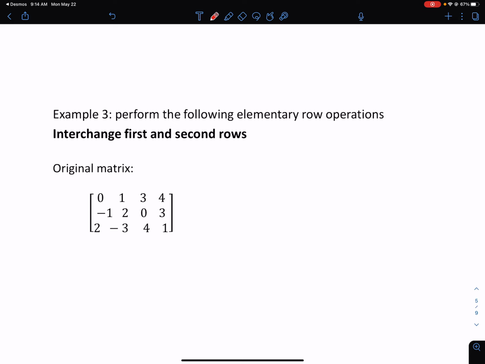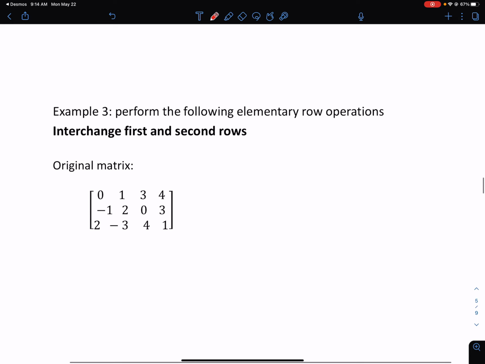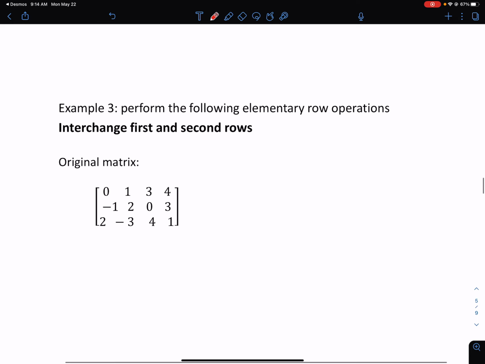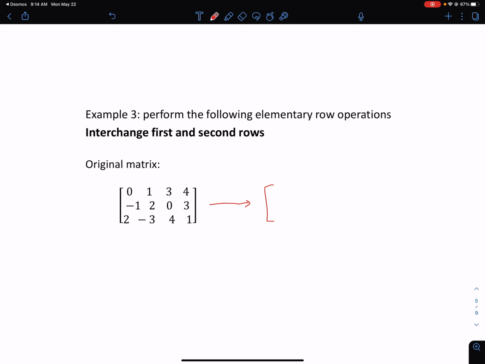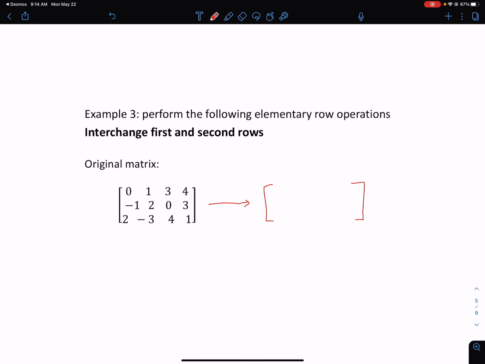All right, so let's see. This one says interchange first and second rows. So we usually write an arrow to show that we performed a row operation. And now the second row becomes the first row. So I'm going to take this row and write it first: -1, 2, 0, 3. And then I make the first row the second row: 0, 1, 3, 4. And the third row remains unchanged.